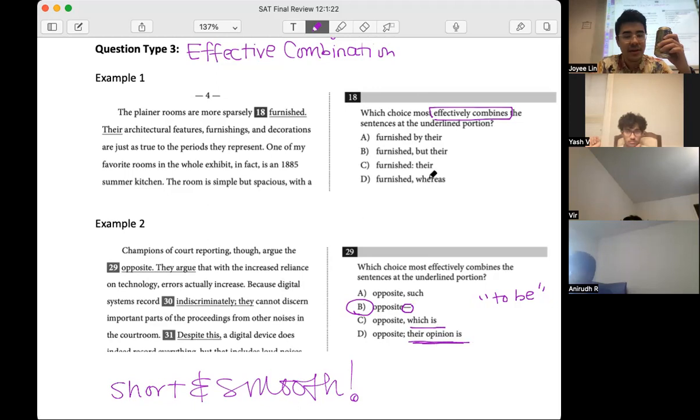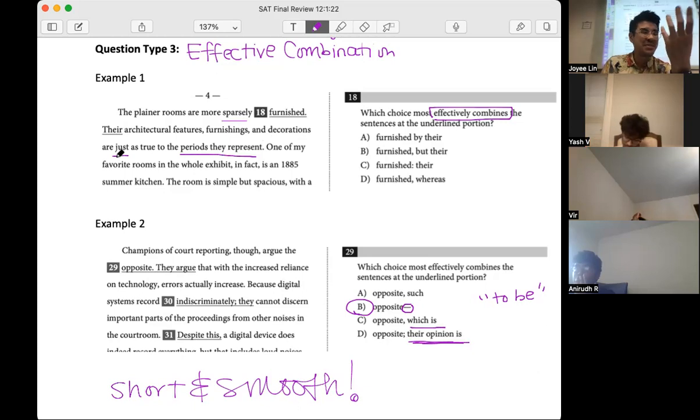Now let's look at 18, right? Because technically they're all of the same length. So which one would work better here? B. Their planar rooms are sparsely furnished, but just as true to the periods they represent. Usually if something's sparse, it means empty, not stylistic, something like that. So that's why "but" would be the best one here.